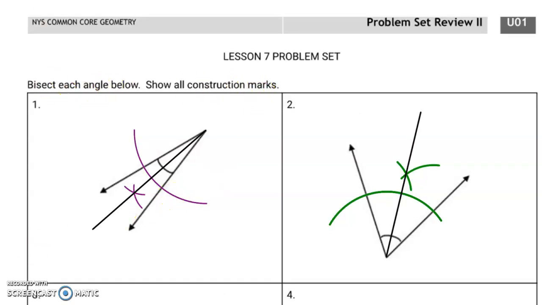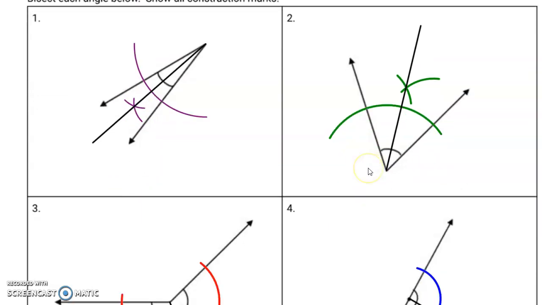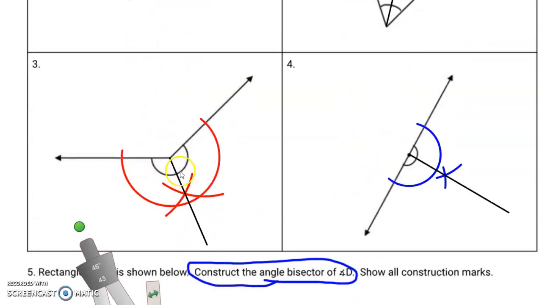In each of these problems, it asks us to bisect an angle. Here we bisected the angle by drawing an arc, putting the compass point here and drawing another arc, putting the compass point here and drawing another arc, and then bisecting the angle by drawing a line segment. The use of the compass is not something that you're going to learn just by looking at it. You definitely have to try it out.